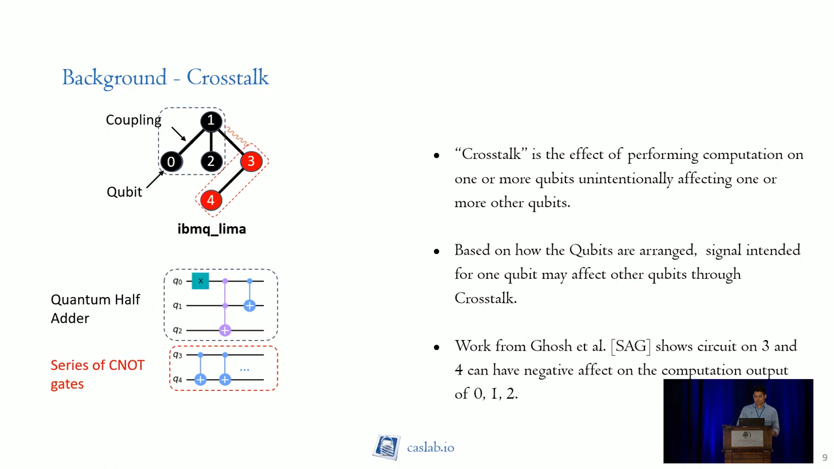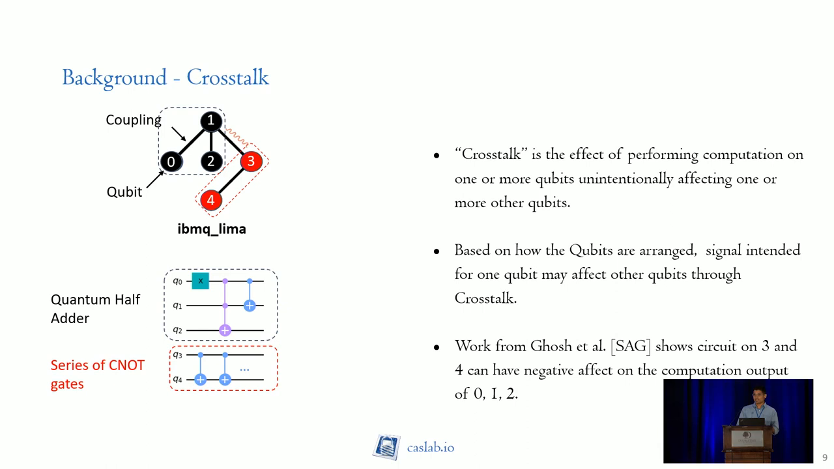Work from Ghosh et al. shows that the circuit that is placed on qubits 3 and 4, which is the series of CNOT gates, can have a negative effect on the computation that is happening on qubits 0, 1, and 2, and this is due to the crosstalk. And the effect of this is maximum when it is a series of CNOT gates.